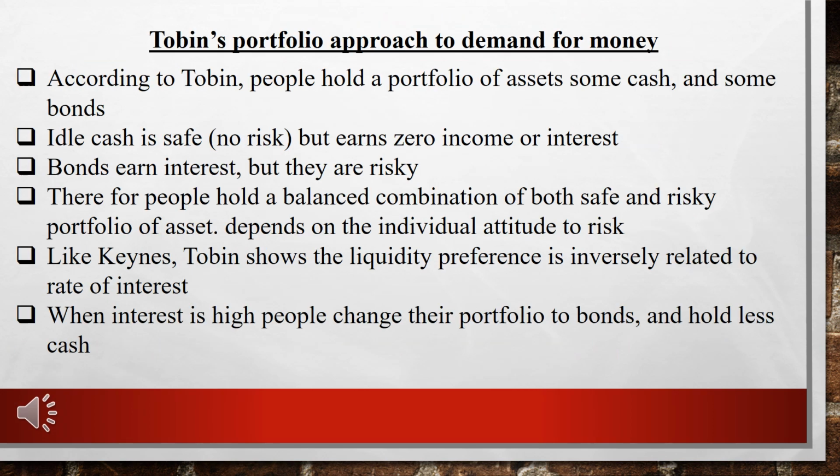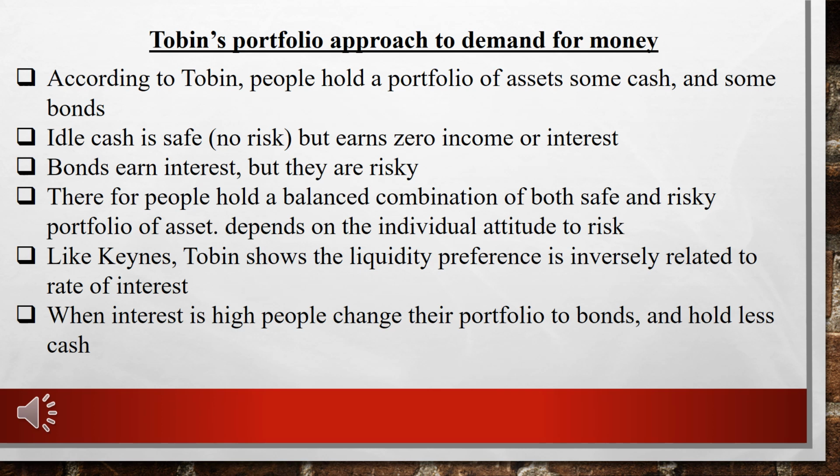Tobin portfolio approach to demand for money. According to Tobin, people hold a portfolio of assets, some cash, some bonds. Idle cash is safe because there is no risk, but earns zero income or interest. No risk, no gain. Bonds earn interest, but they are risky. Therefore, people hold a balanced combination of both safe and risky assets.